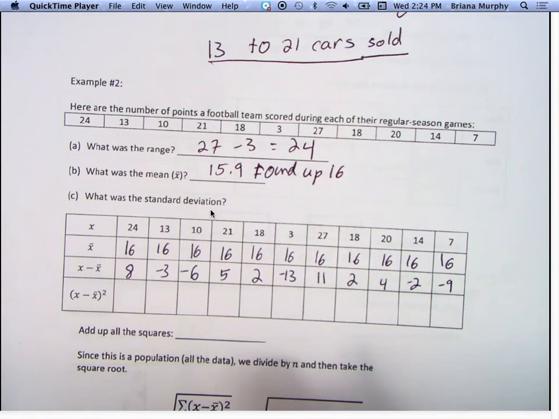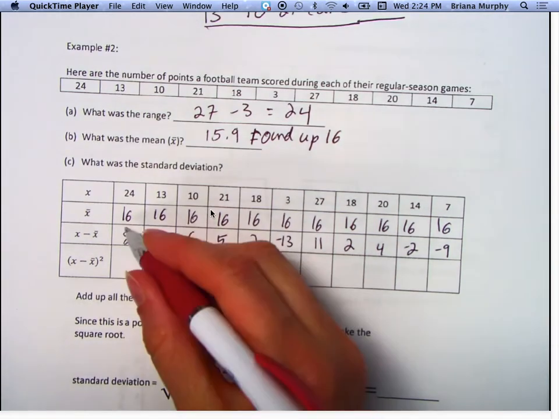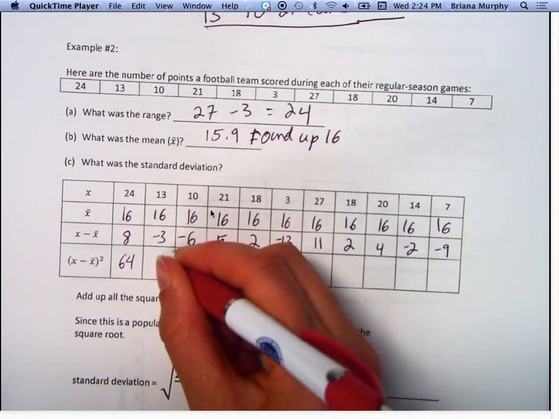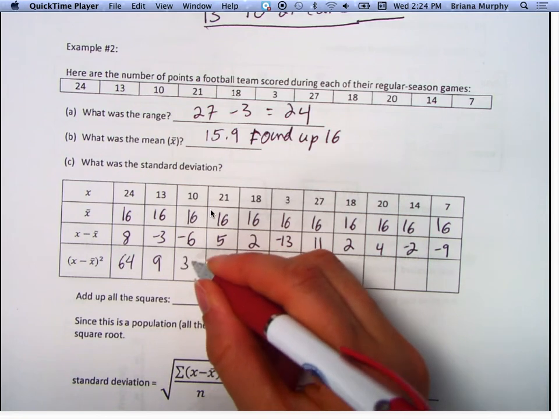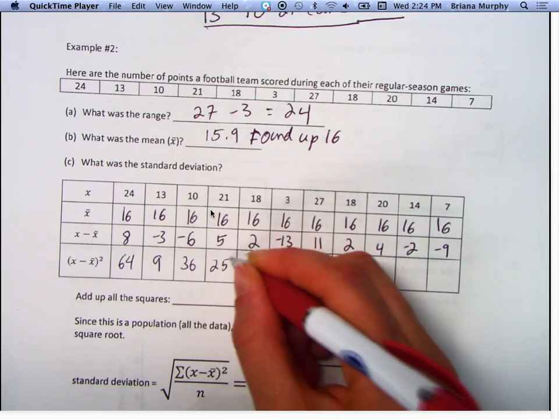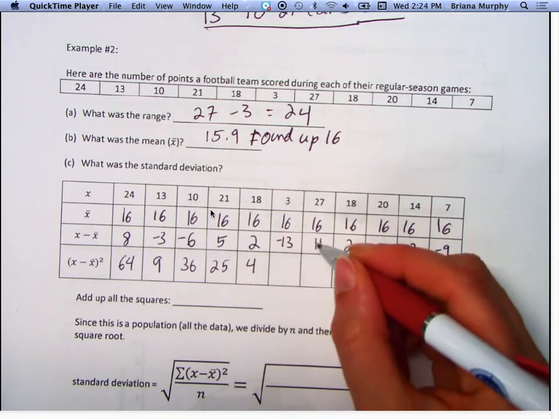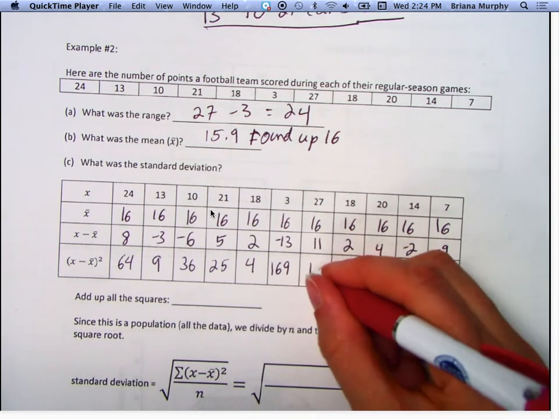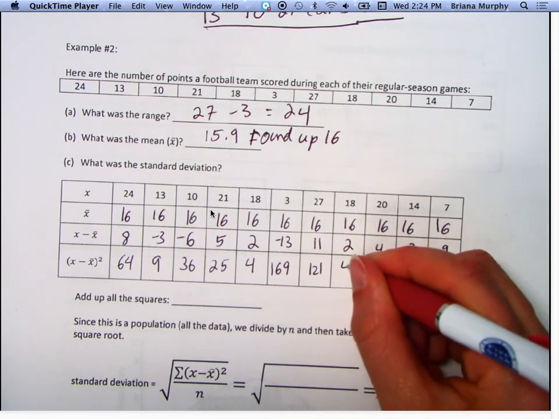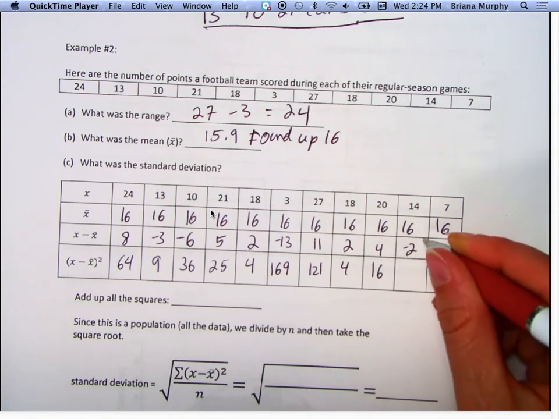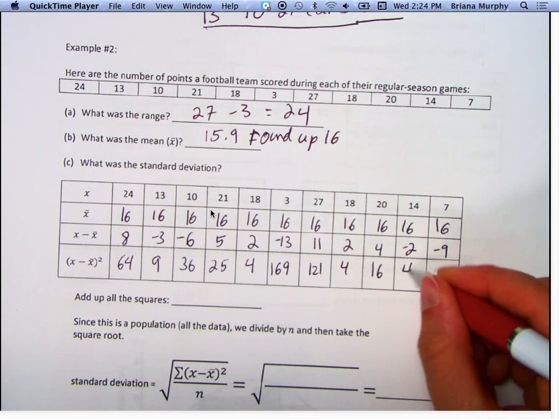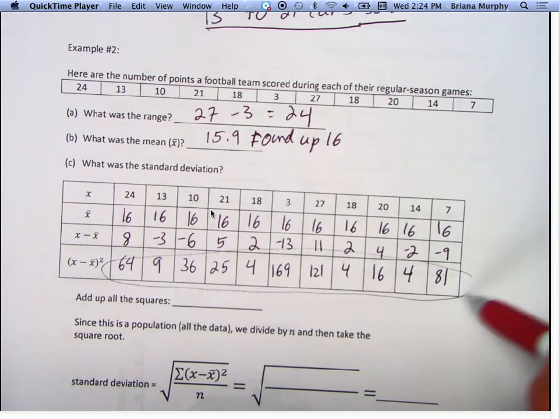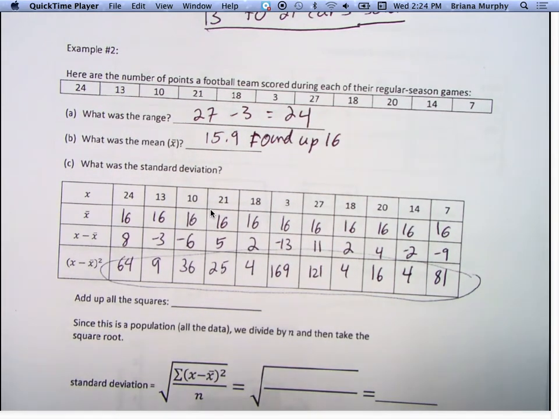Now what are we going to do for the next row? You're going to square it. 8 squared is? Negative 3 squared is? Negative 6 squared is? 5 squared is? 2 squared is? Negative 13 squared is? 11 squared is? 2 squared is? 4 squared is? Negative 2 squared is? Negative 9 squared is? Now what am I going to do? Add them all up, just the bottom row. Tell me when you have the answer.